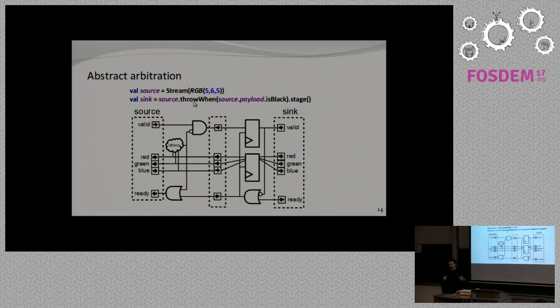You can define a source stream of RGB color. Then you can say, I take my source stream. I want to throw away a transaction when the source payload is black. And then this function throwWhen will return this stage, this point, and then you say, I want to stage it. And this stage function will create this hardware for you. And then it returns this node, and then you name it sink. So really, you are saying what you want, and not how it really works signal by signal.